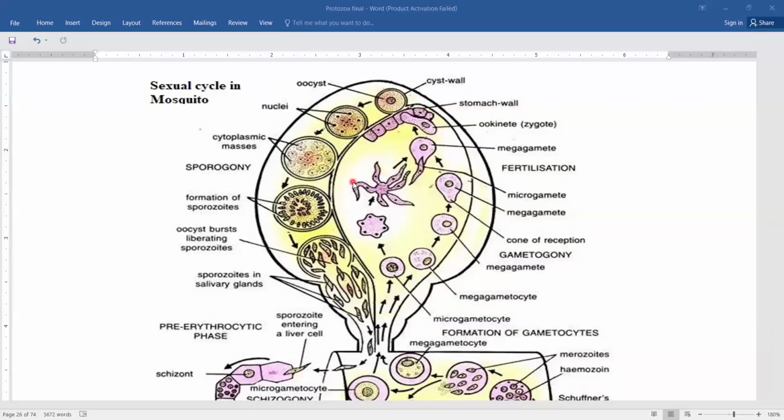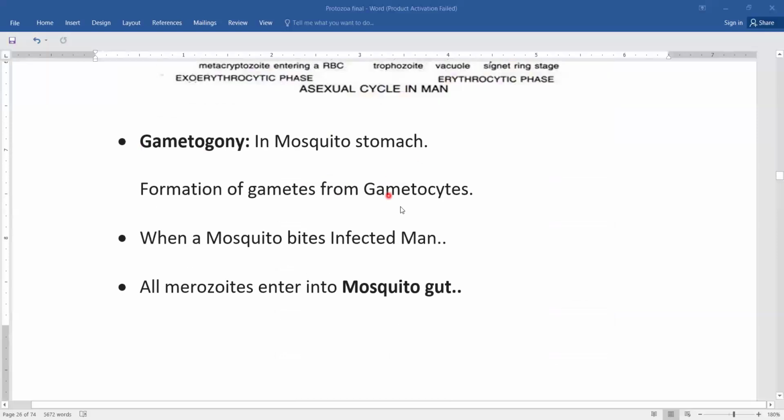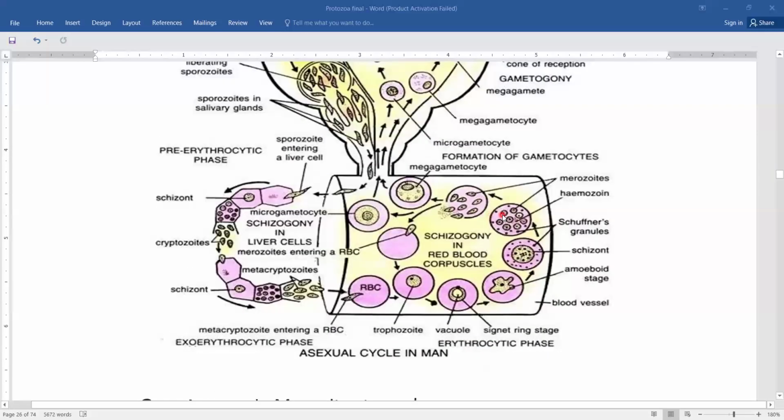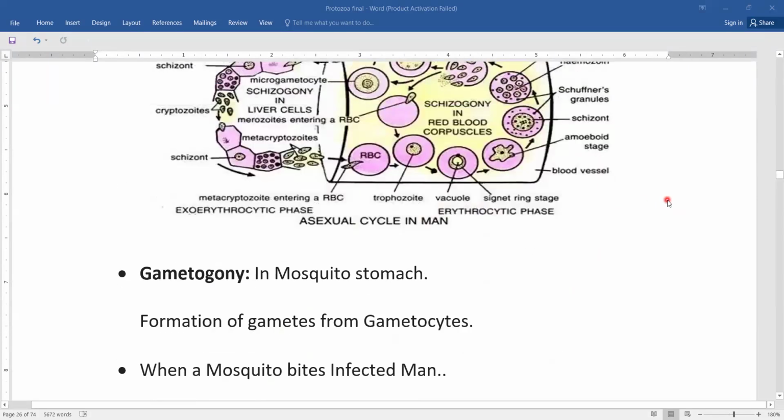So this is sexual reproduction, because here the fertilization is taking place between two gametes. Anyway, so now, the formation of gametes, here there are 2-3 terms.